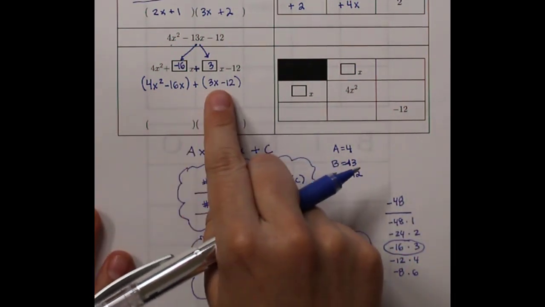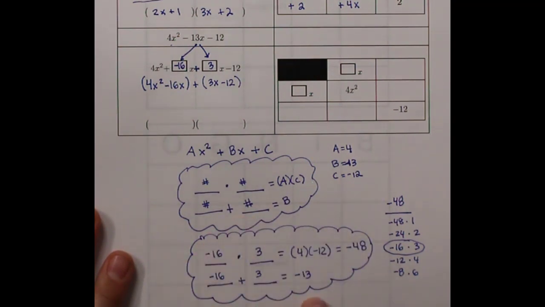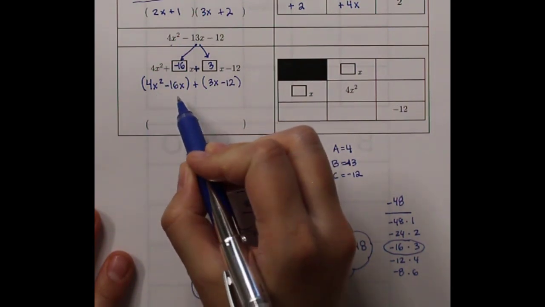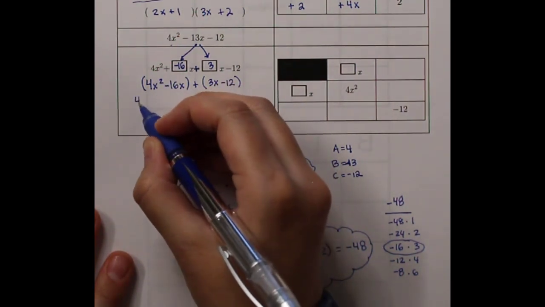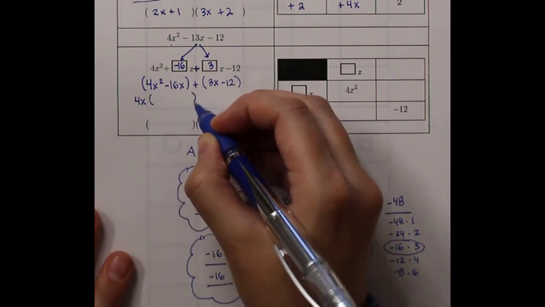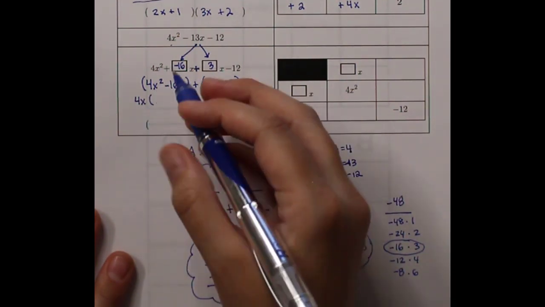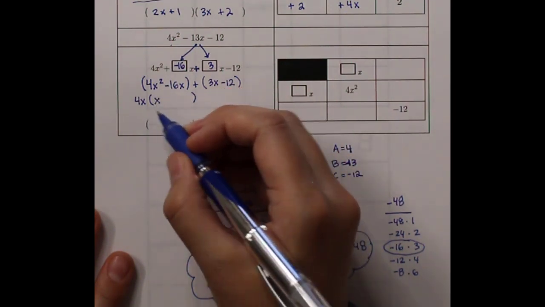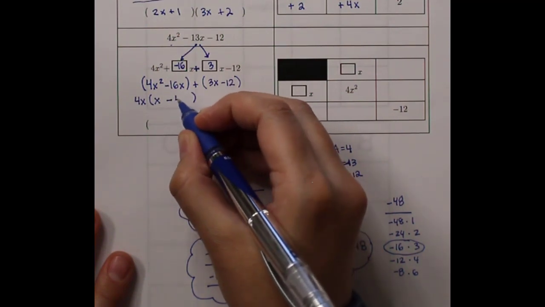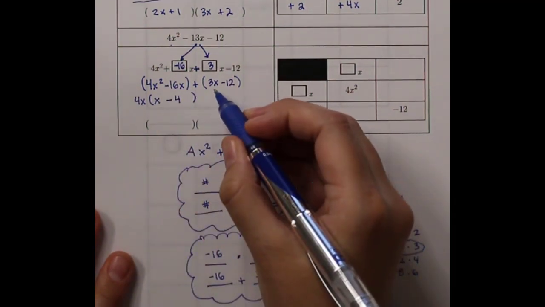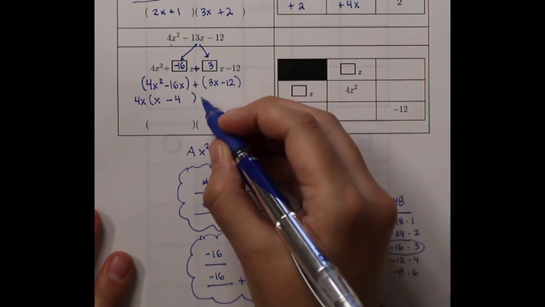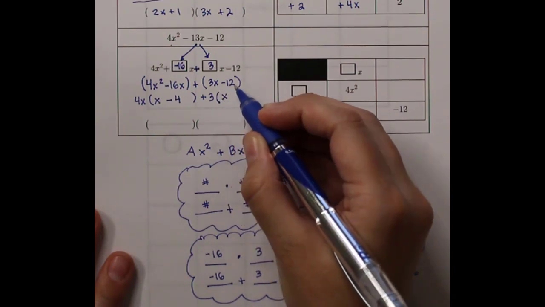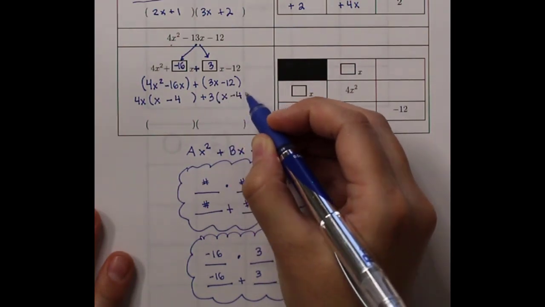This is grouped. The hard part was the grouping part. How do I group this? We now have 2 groups. Group 1, 4x squared and negative 16x, they share a 4 and an x, these 2 terms. So if I factor out a 4x, if I divide out 4x, the first term is just x. Negative 16x divided by 4x is negative 4. Next group, 3x and negative 12 share a positive 3. And so if I divide that out, I have x, and negative 12 divided by 3 is negative 4.